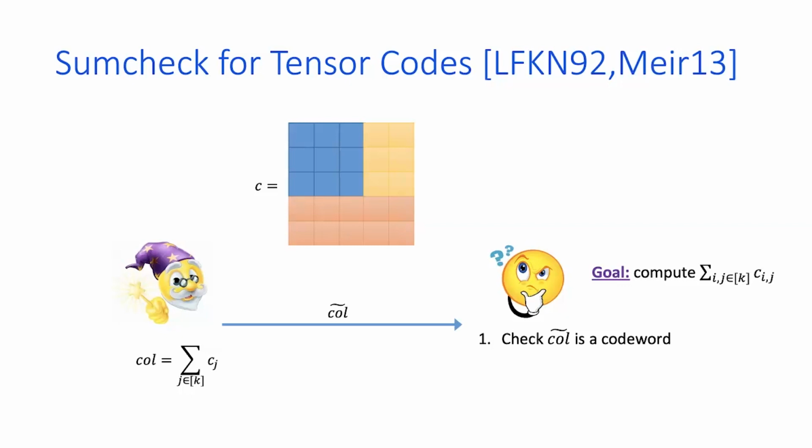So I put a tilde here because maybe the prover cheated. It was supposed to send call, but it actually sent call tilde. So first thing that you can check is that indeed call tilde is a valid code word. You read it off entirely, is it a valid code word? Second, you can check, if I look at call, which was the sum of all of these things, if I add up the three first coordinates of this vector call, what should I see?